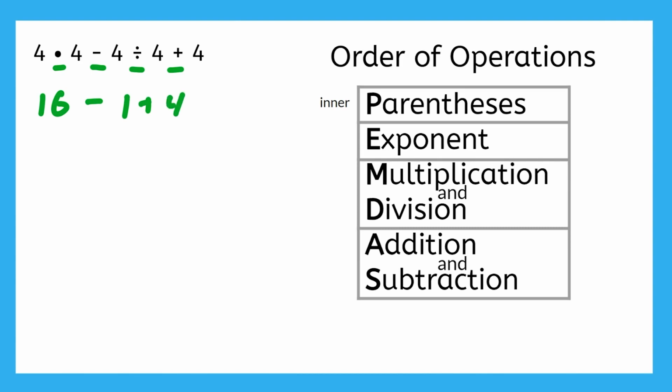Now, the only operations left are addition and subtraction, so we go left to right again. 16 minus 1 is 15, and that plus 4 is 19.